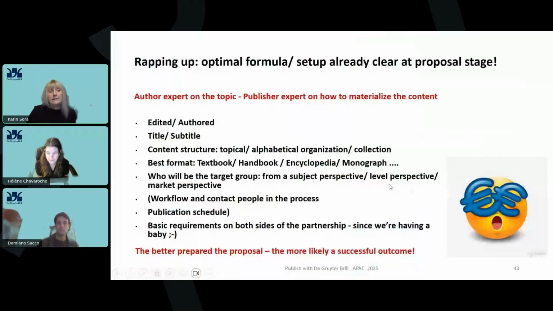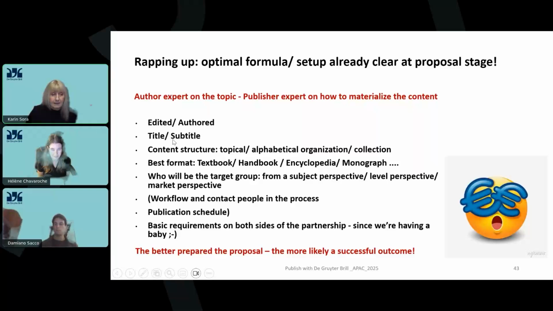So wrapping up, one needs to think of an optimal formula and set up at proposal stage. So you need to be clear on what you are doing before you start. The author is the expert on the topic. The publisher is the expert on how to materialize the content. It should be clear whether it's edited or authored. And this sounds trivial, but we have so many projects where we start as authored and then we end up edited. And this is not optimal.